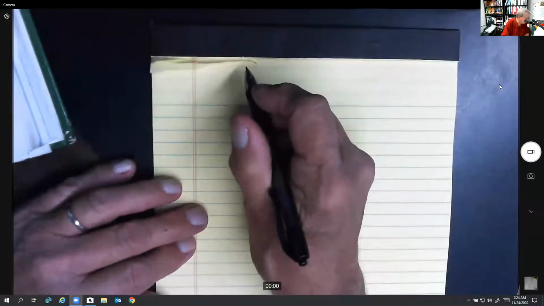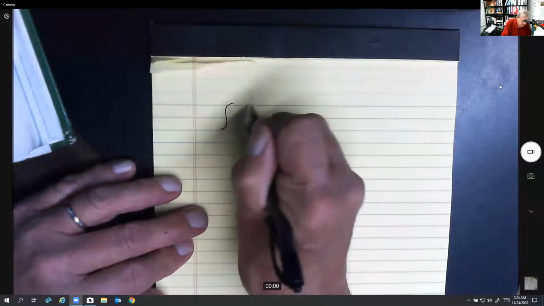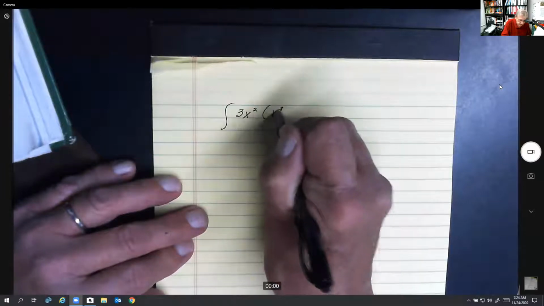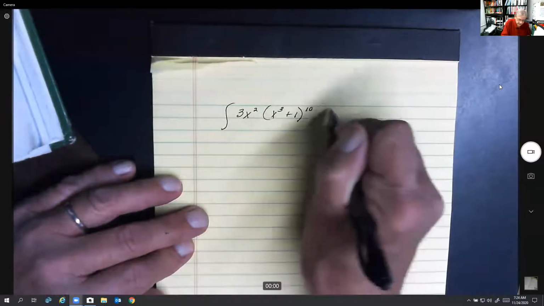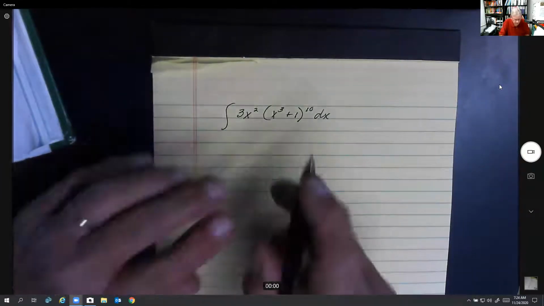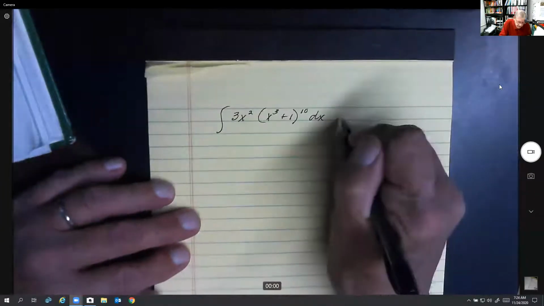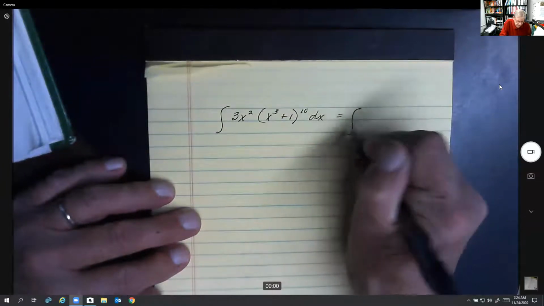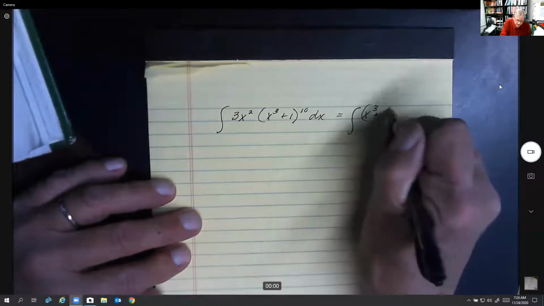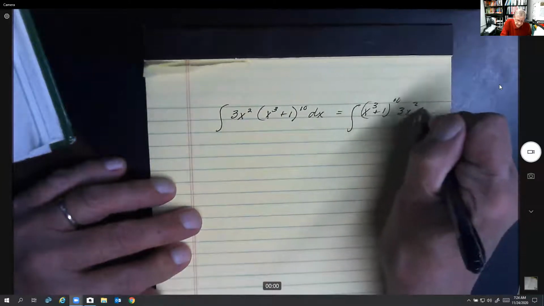Okay, this is example 5 in your book. And you have this integration of 3x squared times the quantity x cubed plus 1 raised to the 10th dx. So the first thing I'm going to do is try to put the 3x squared, anything that's not in the parentheses, together. So I'm going to write this as the integral of x cubed plus 1 to the 10th times 3x squared dx.